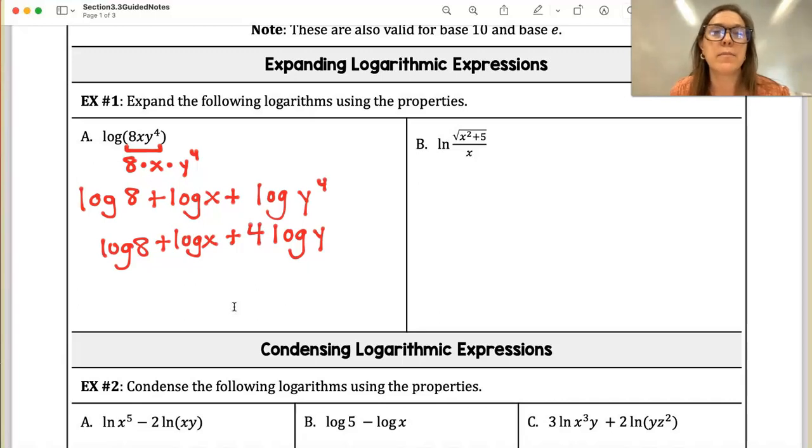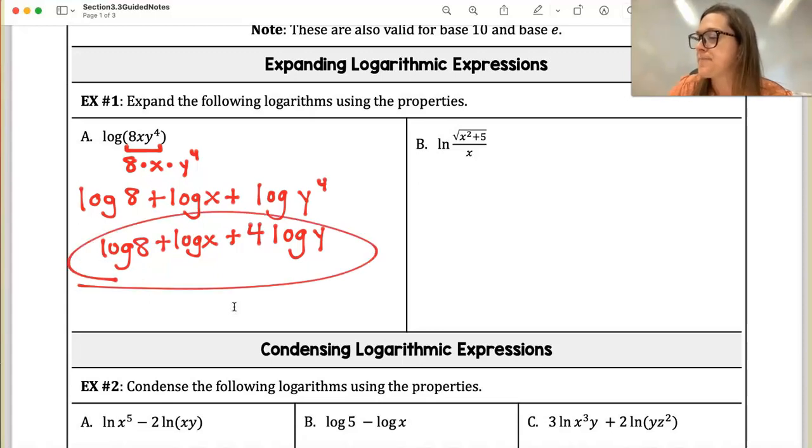10 to some number is not going to get me to 8. Like if that was log 10, then that would be 1, right? Or if it was log 1, that would be 0. So there could be a possibility that this could actually evaluate to a number, but in this case it doesn't. So that's your final answer.